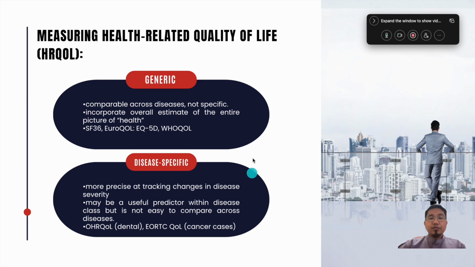But we also have disease specific ones. They are actually more precise at tracking changes in disease severity. It is a useful predictor within disease classes, but not easy to compare across diseases. So the advantage of the generic is that it can compare across diseases, though not really specific. Examples for the disease specific, we have the dental OHRQoL, and also for cancer cases, the EORTC quality of life.